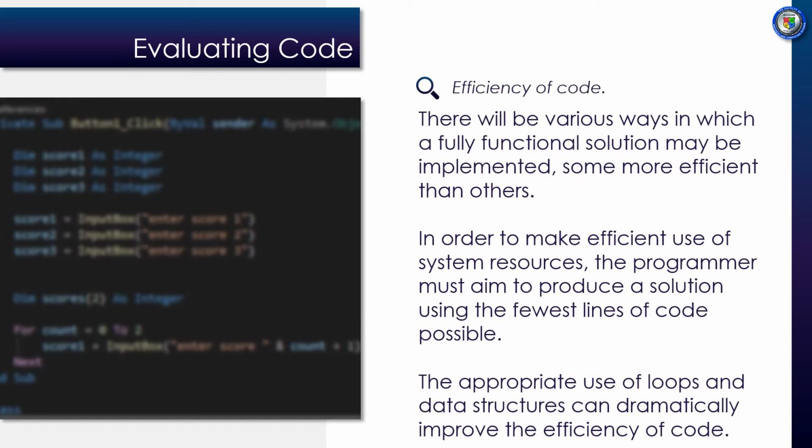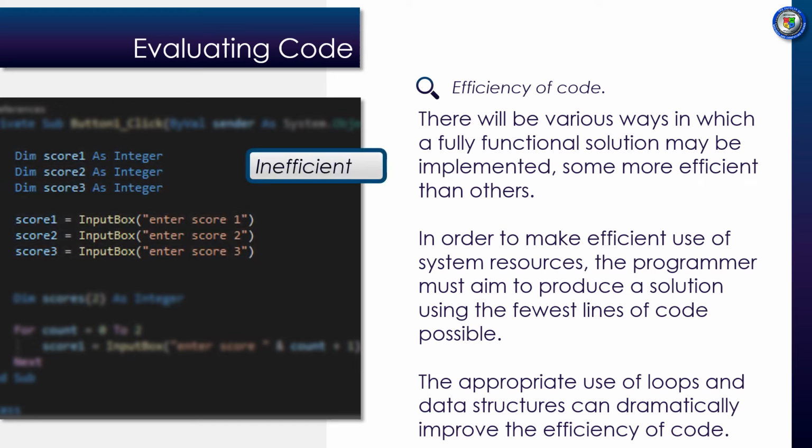We will then look at how efficient our code is. There are a variety of different ways to produce a functional solution to a problem, but some may be more efficient than others. We want our program to make efficient use of system resources. The programmer must aim to produce a solution with the fewest lines of code possible.